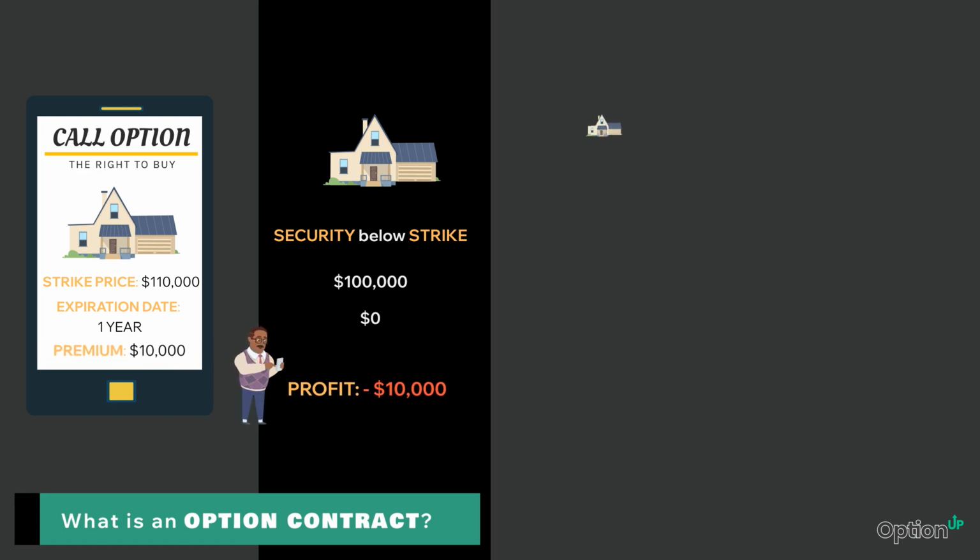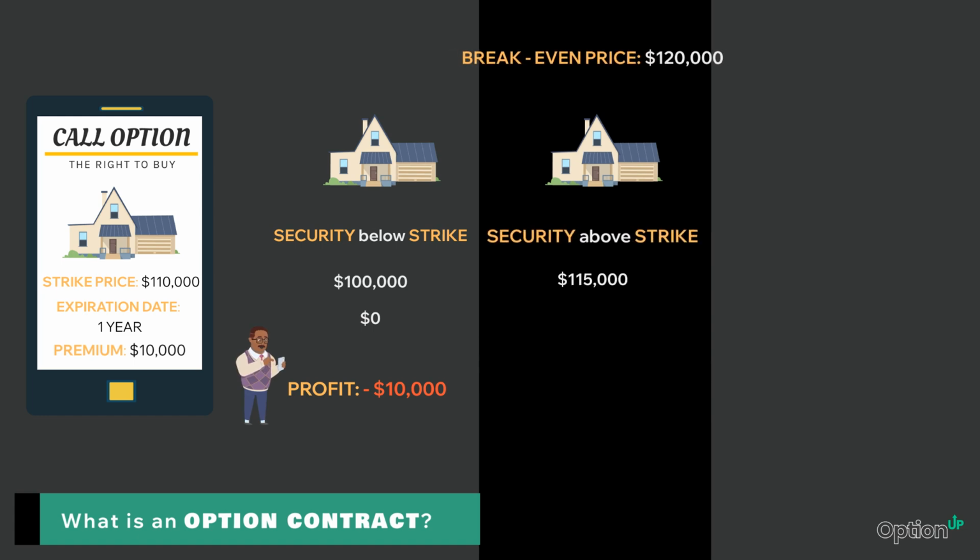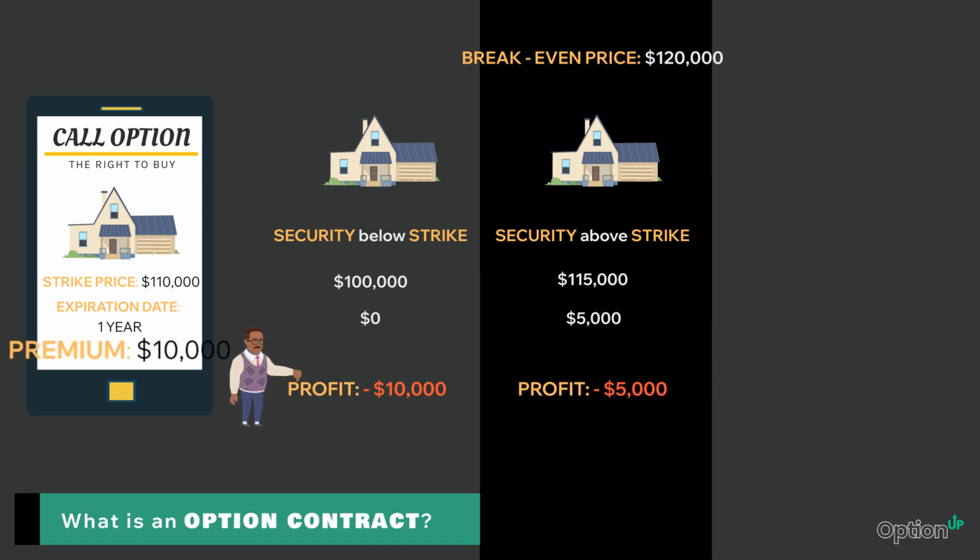In the second case, the value of the security is in between the strike price and the break-even price, $115,000 by the expiration date. The value of this options contract is now worth $5,000, so it is deemed in the money. However, the holder of the contract is still losing money on this trade because they bought the contract for $10,000. The $5,000 the holder would gain in the asset value is not enough to break even on the investment. The holder's net loss is 50% of their investment.